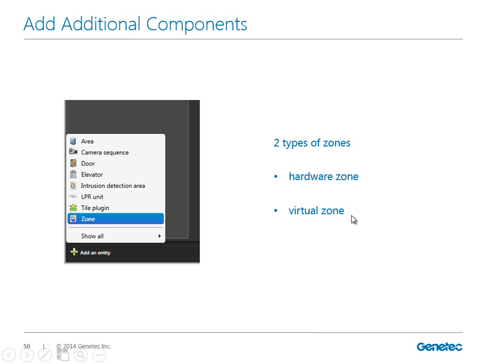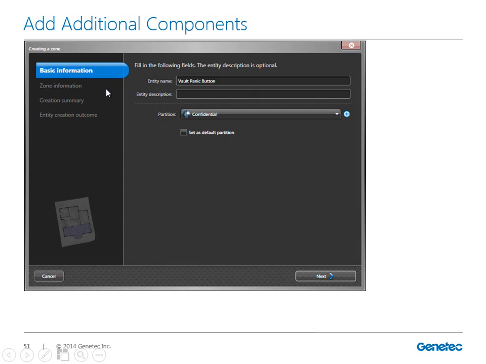Virtual zones can use any inputs or outputs from any recognized hardware device on the system, since all the control is being done from Security Center. When we create a zone, the first thing we need to do is give the zone a name and choose the partition that it belongs to. In our example, we're going to make a virtual zone for a panic button in the vault room. This is only for the managers to see and configure, so we're putting it in the confidential partition here.